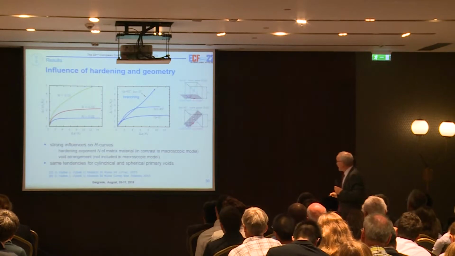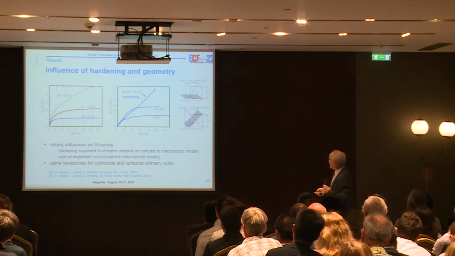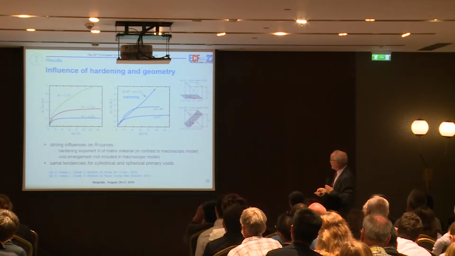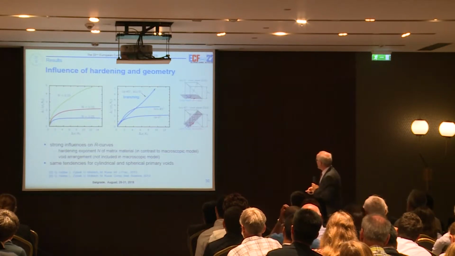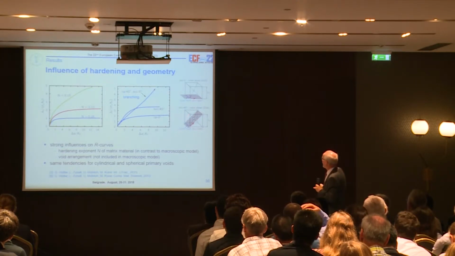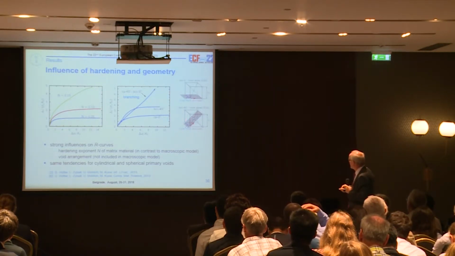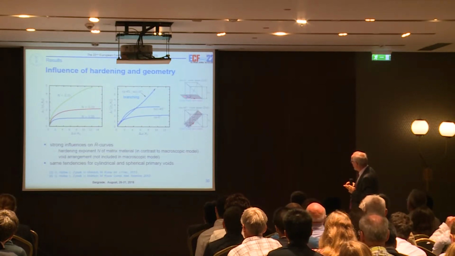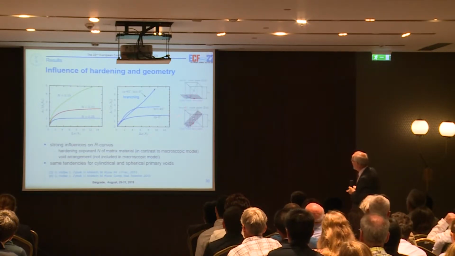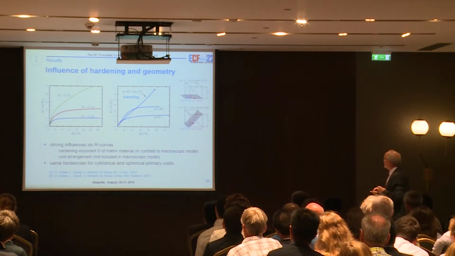We can also investigate the influence of the matrix hardening. Here it is clear for different hardening: the higher the hardening, the steeper the J-R curve. It's nothing special, but we expected it. We can also analyze different directions in the material. This is the weakest and this is the strongest direction. This leads to some branching in the easier directions.